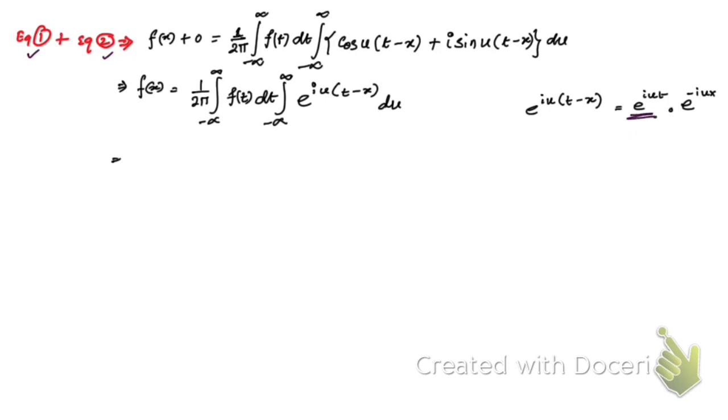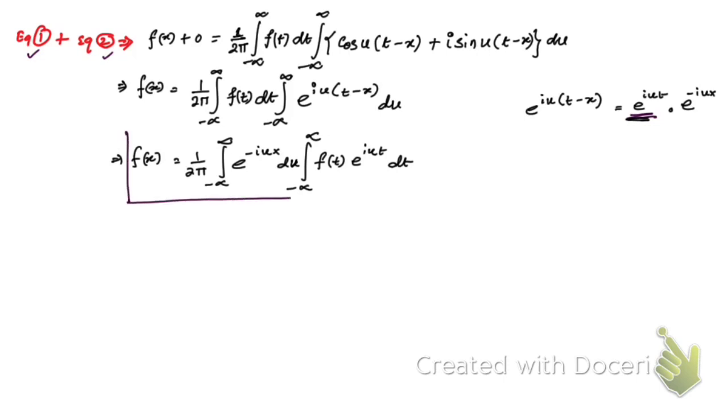We're going to write this one with f of t, right? So doing so, what we're going to have is e to the power minus iux. So here we're going to write du, and integration from minus infinity to plus infinity f of t e to the power iut, which is written with the function of t, f of t dt. That is what we have got, and this is the complex form of Fourier integral, right? This is the complex form of Fourier integral. So hope you have understood this.